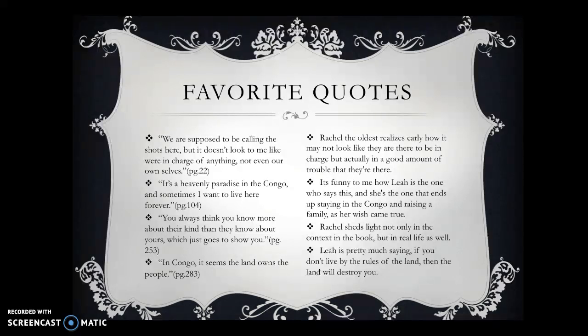Another one of my favorite quotes was, "You always think you know more about their kind than they know about yours, which just goes to show you," which was said by Rachel. She sheds light not only in the context of the book, of how she was accepted by one of her friends that was an African family and her father didn't realize it, but it sheds light in real life as well, how we think we know something about other religions and all that, but really they can know just as much about us. And the last quote was, "In Congo, it seems the land owns the people," which is said by Leah, and she's pretty much saying if you don't live by the rules of the land, then the land will destroy you.